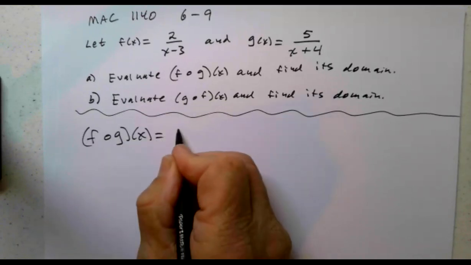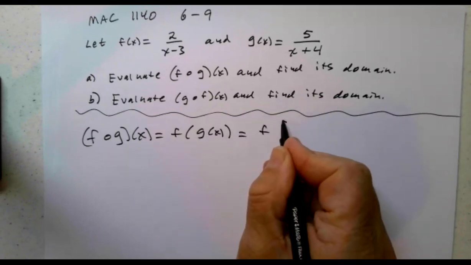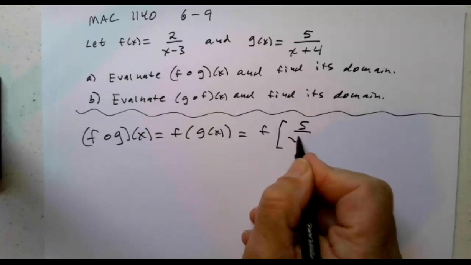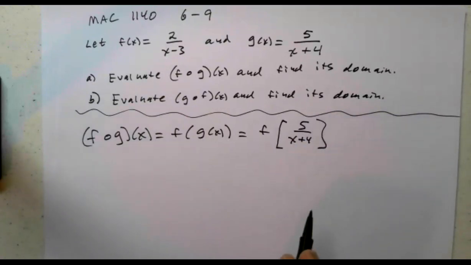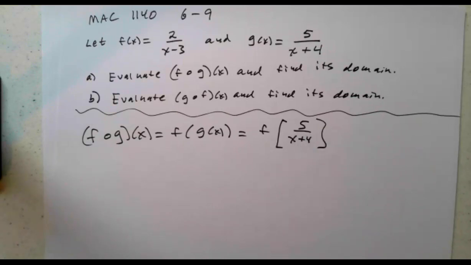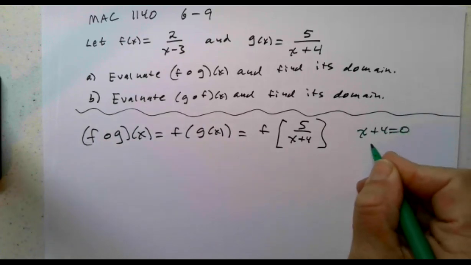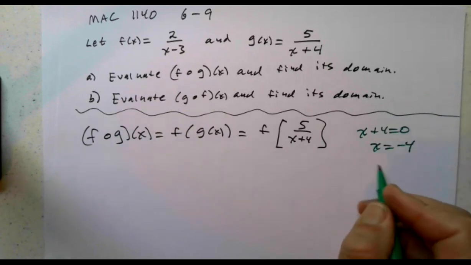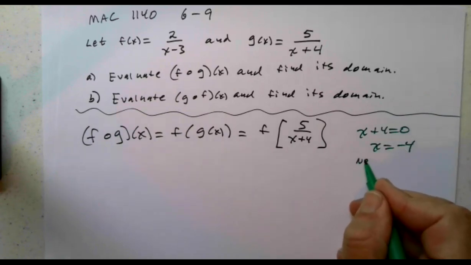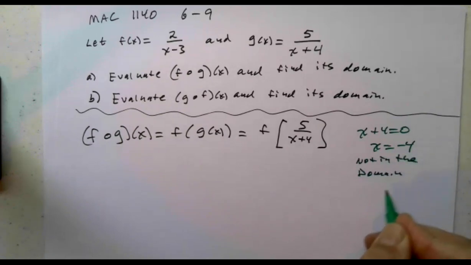f circle g of x means f of g of x, which means f of 5 over x plus 4. So I have to look at this first, and I've got to recognize that division by 0 is a problem. I cannot divide by 0. So when is the bottom of this thing 0? The bottom of this thing is 0 when x plus 4 is 0. So if x equals negative 4, we have a problem. So x equals negative 4 is not in the domain of f circle g.